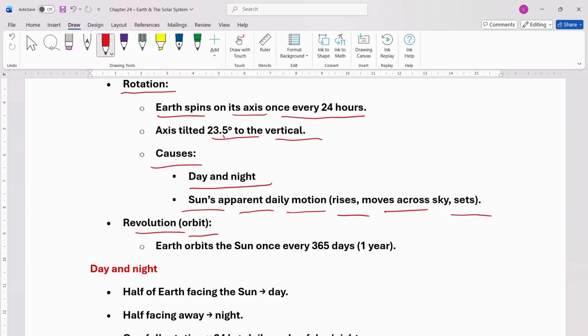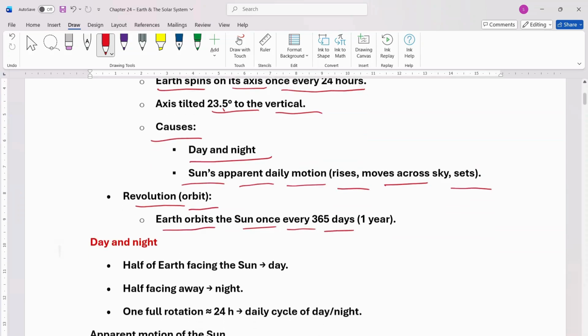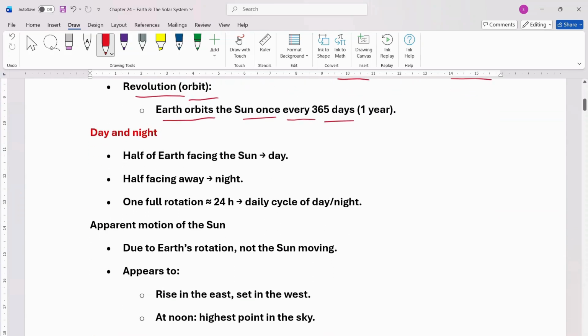Revolution, orbit. Earth orbits the Sun once every 365 days, which is a year. Day and night. Half of Earth facing the Sun is day, half facing away is night. One full rotation is approximately equal to the 24-hour daily cycle of day and night.